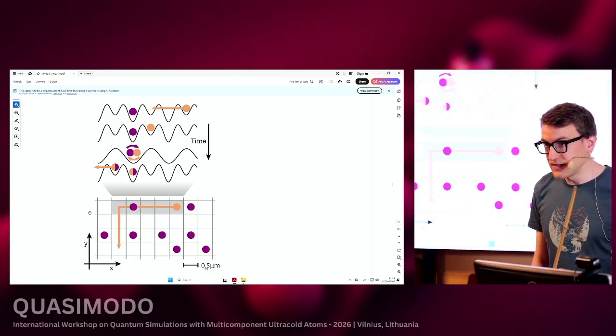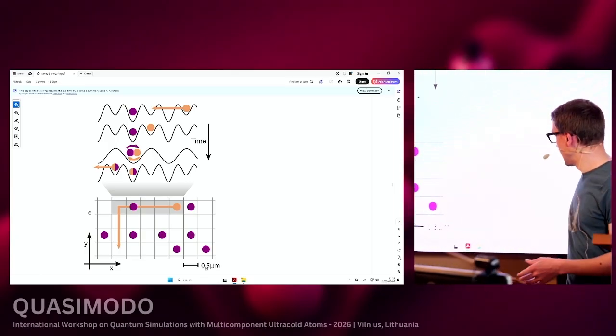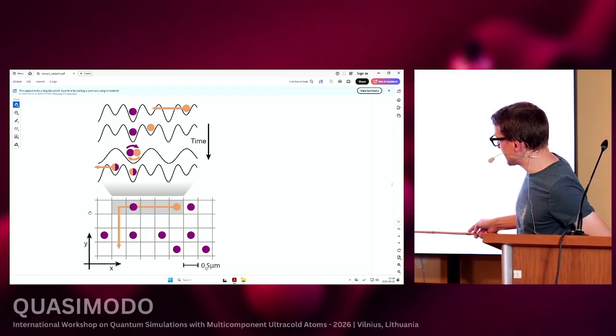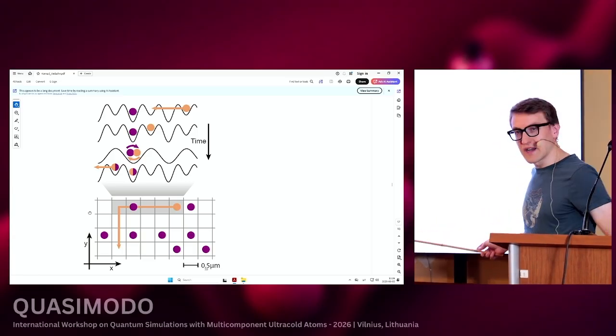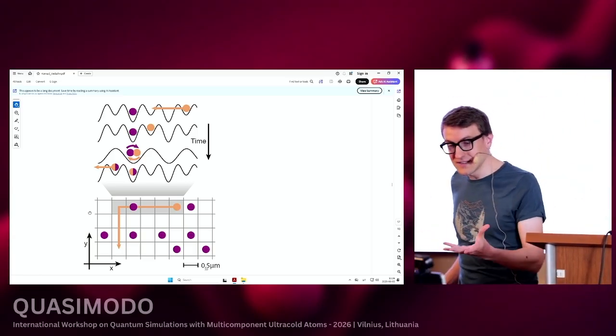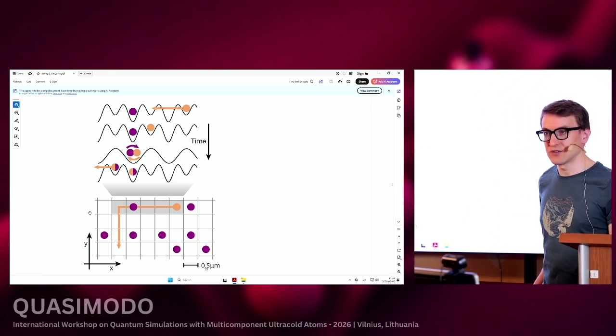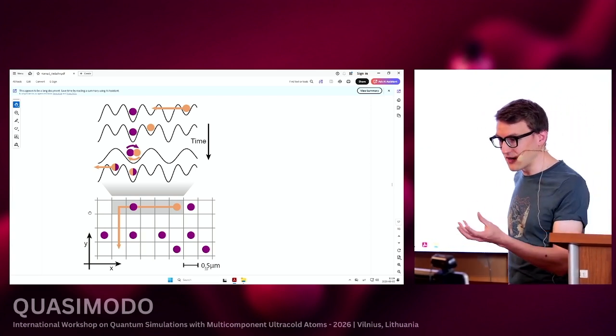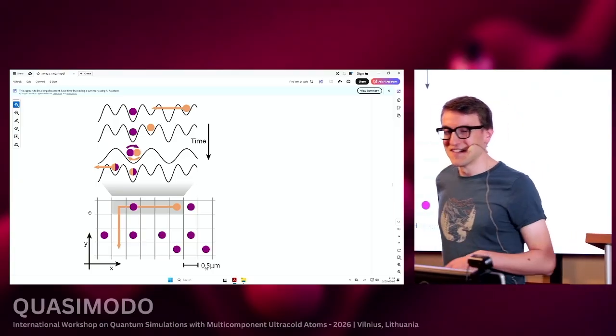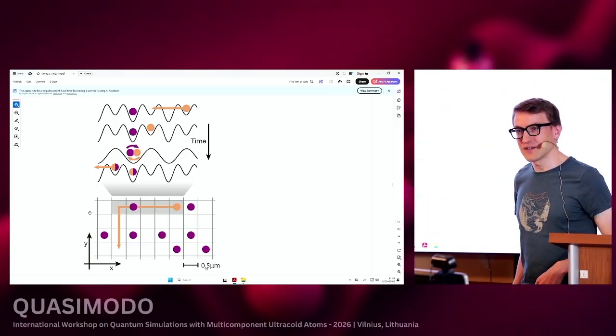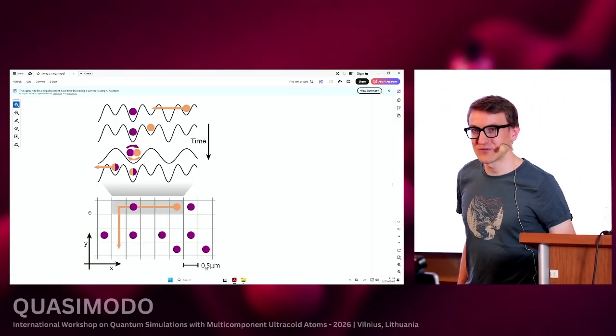Scalability is also key here because our lattice sites are actually half a micron, on the wavelength of the lattice, which is much smaller than the tweezer spacings because you fit roughly 10 times more qubits in the same area. So I'm very optimistic in terms of scalability.